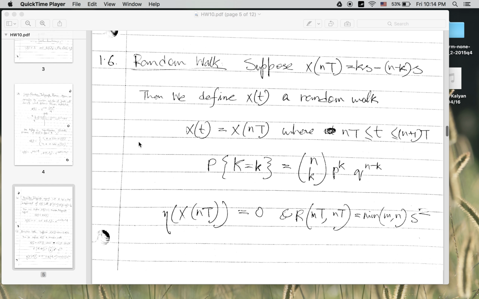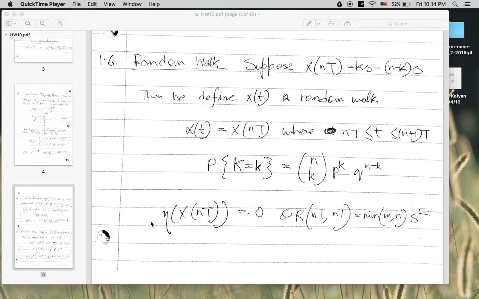So now we define what a random walk is. Suppose we have a random variable x n of t equals k times s minus (n minus k) times s. Now we define x of t as a random walk, that is, x of t equals x of n into T, where t lies between nT and (n plus 1) into T. So now the probability of k equals n choose k into p raised to the k into q raised to the n minus k, where there are two outcomes, success and failure. Suppose the probability of success is p and the probability of failure is q.